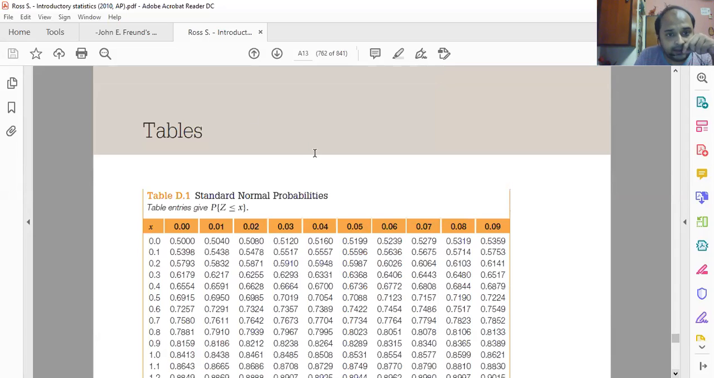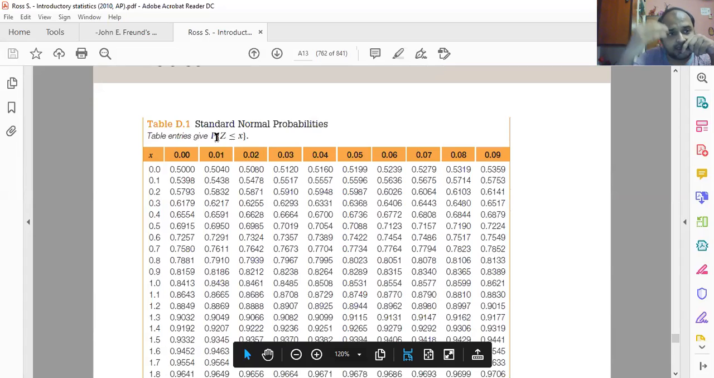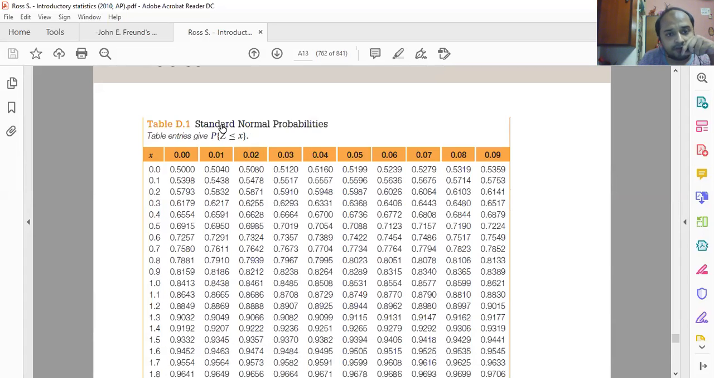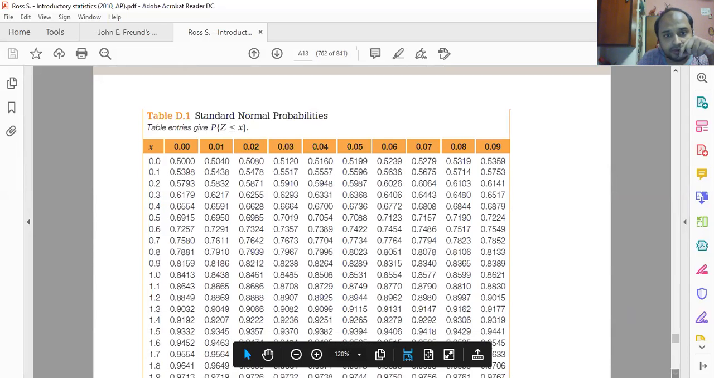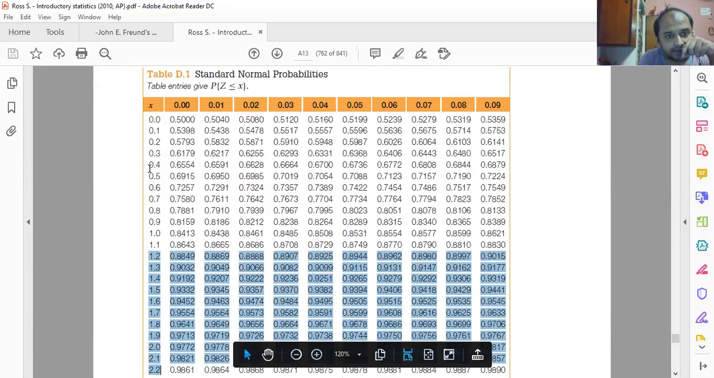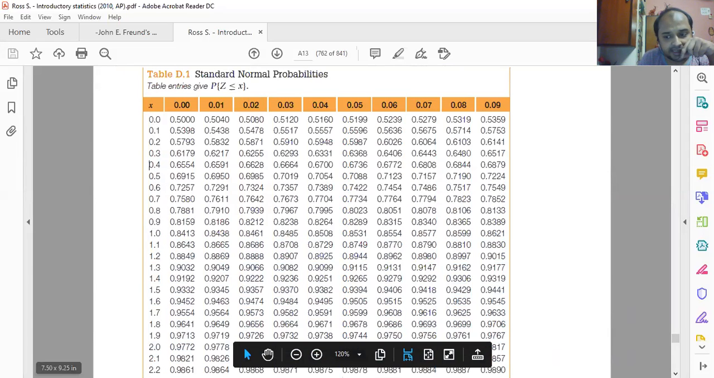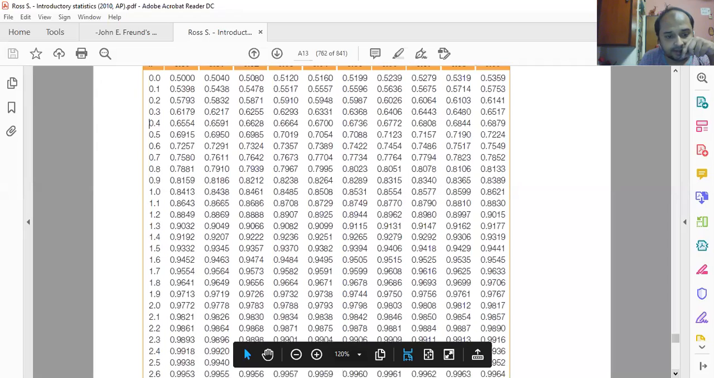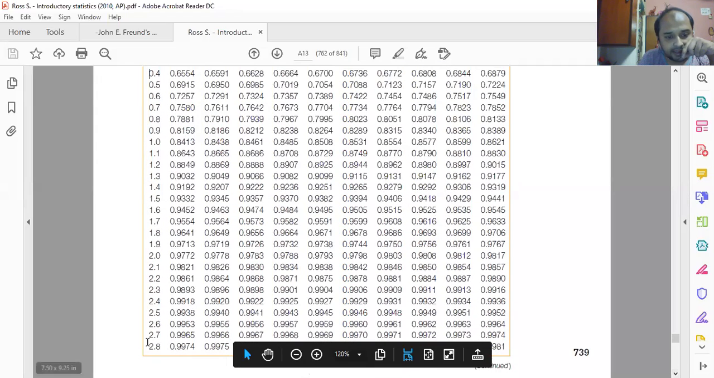Anyways, this is the standard normal probability chart, and it gives you probability of this kind: P of z less than or equal to x. Now, what is your value of x? Your value of x is 2.84. You see several values of x are given, starting from 0.0. So we'll go to the portion 2.8, and we actually want 2.84.